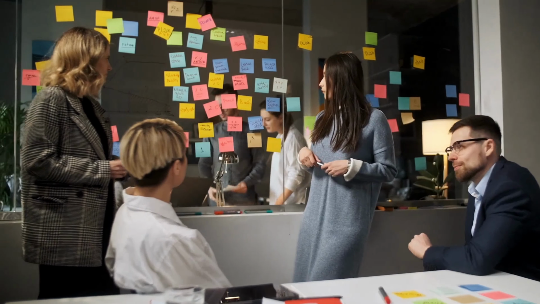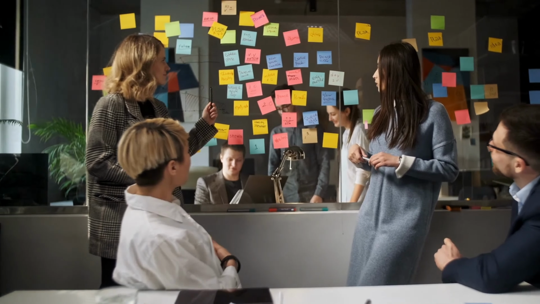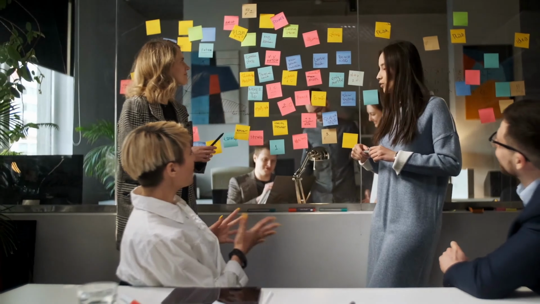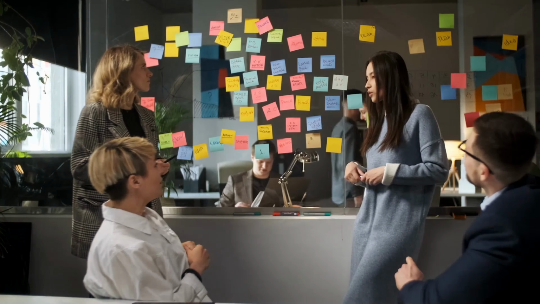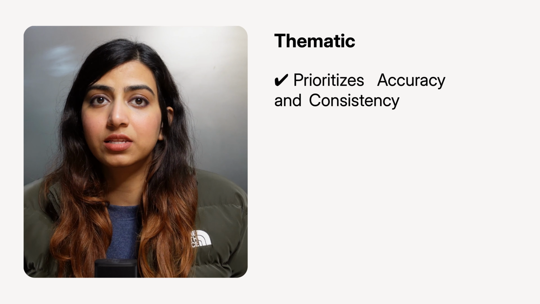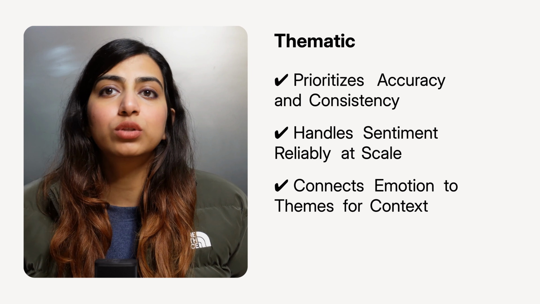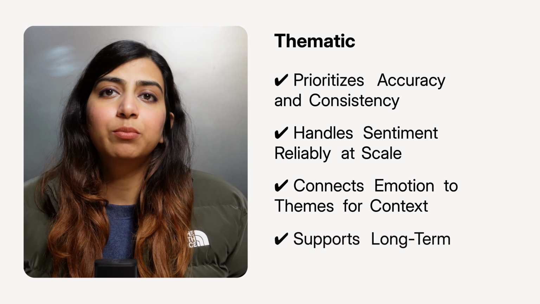It's often used to track long-term sentiment shifts, validate CX initiatives, and support research-driven decisions where accuracy matters more than immediacy. So, if you're looking for an AI sentiment analysis tool that prioritizes accuracy and consistency, handles sentiment reliably at scale, connects emotion to themes for context, and supports long-term trend analysis, Thematic is a strong choice, especially for teams that want sentiment insights they can defend and stand behind.